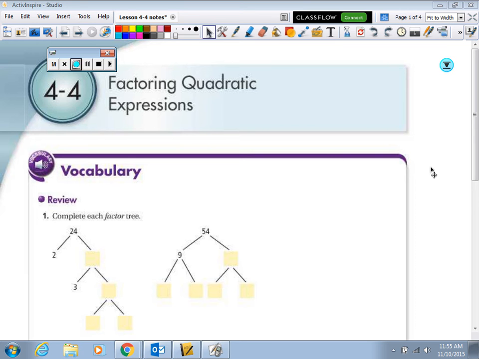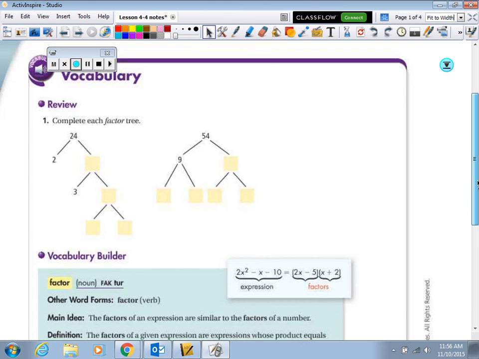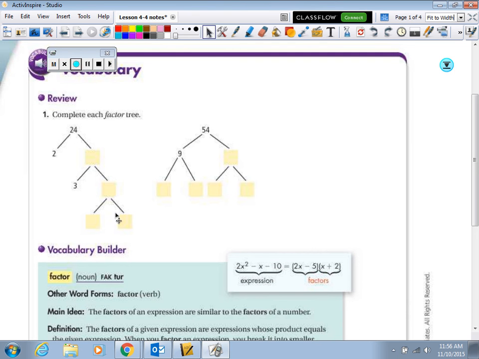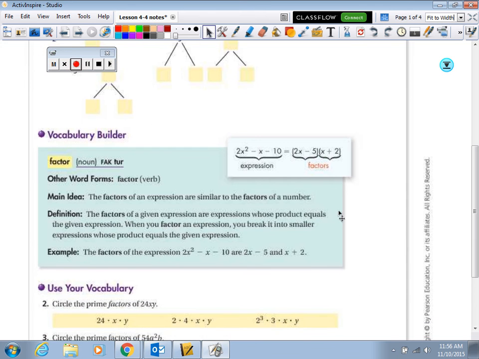What they're having you start off doing here is making a factor tree. So they're breaking down 24, and remember you're breaking down till these are all primes, and then also 54, so there's a couple of those. The reason for doing that is because factoring is very important in factoring quadratic expressions, of course.